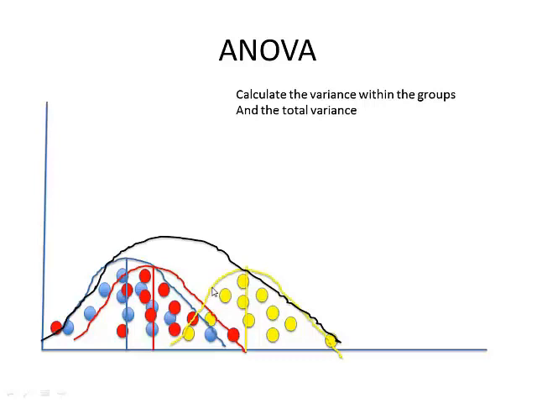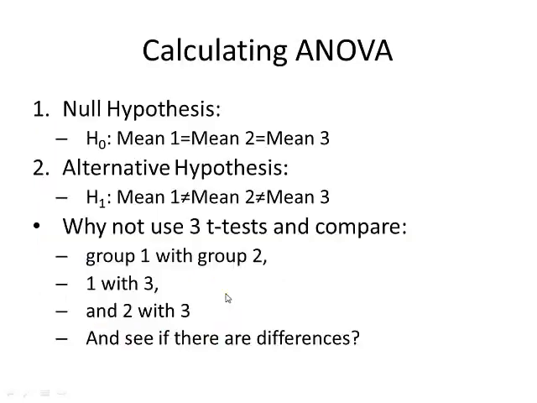And then we would also calculate the total variance within the groups. So we would calculate variance within the groups, and we would calculate variance between the groups. And then we would calculate that ratio.